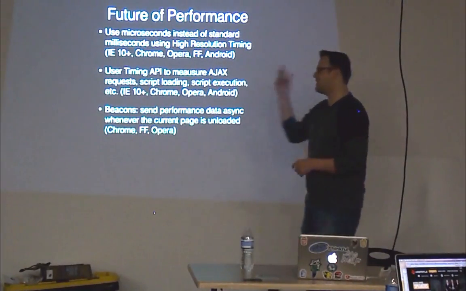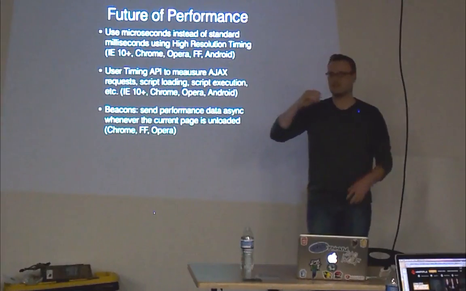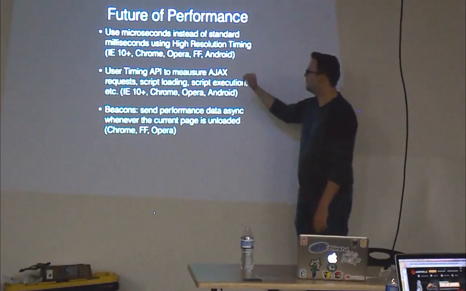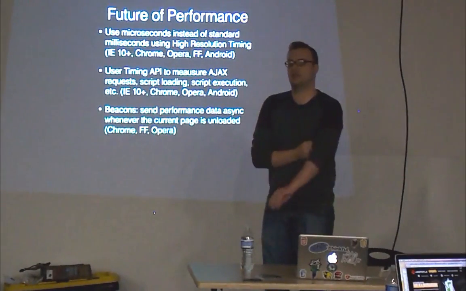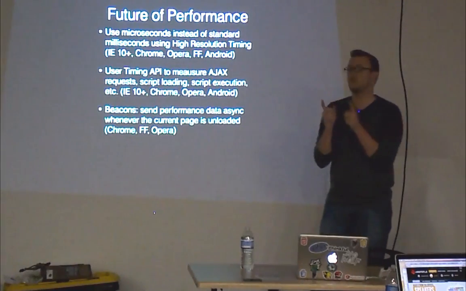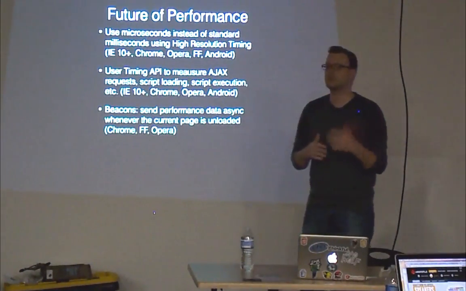So, measuring performance using microseconds instead of the standard milliseconds. The high resolution timing API is supported on the majority of the browsers today, and it just gives you a more finite time of how long it took something to load. And that's good when measuring performance and user experience.